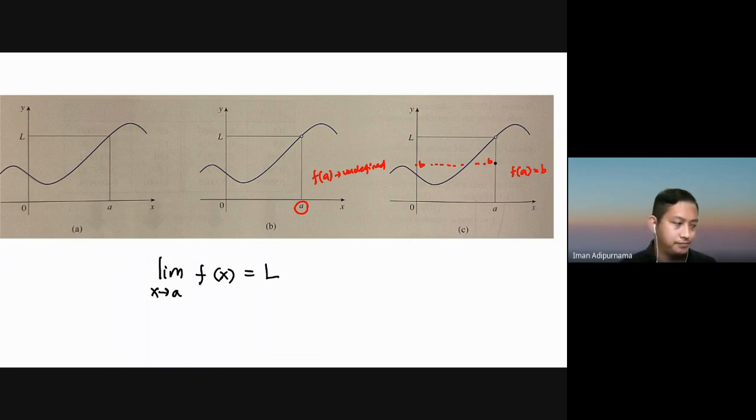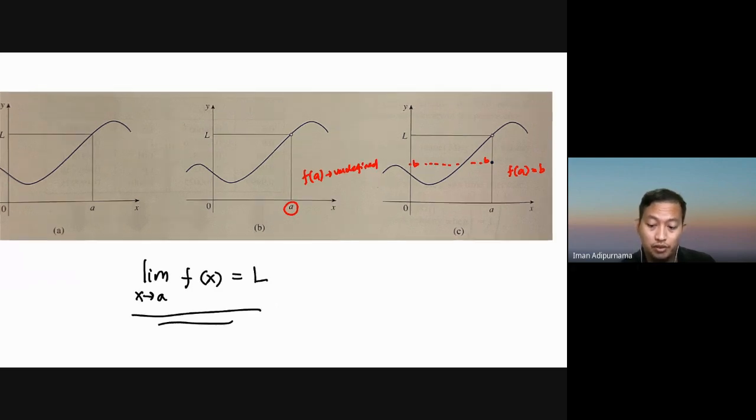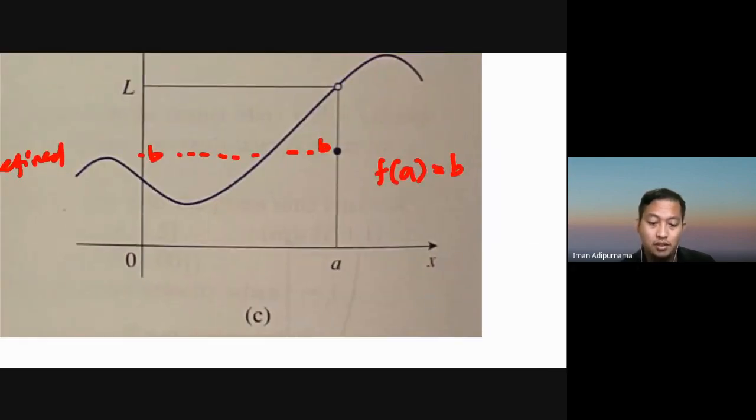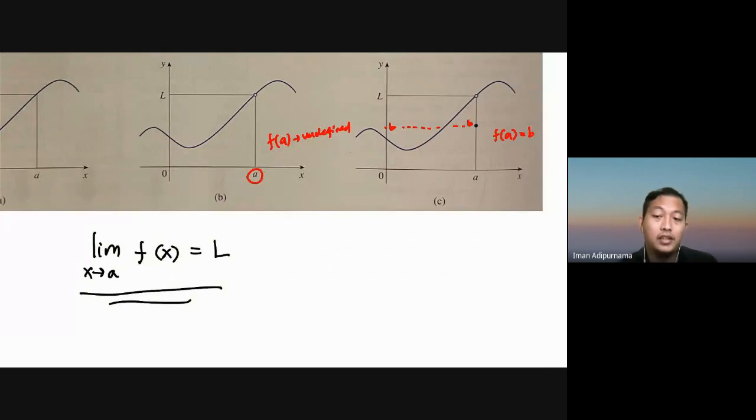So even though you have undefined at exactly A, or maybe a different value as in the third one, in limit, they are the same results.